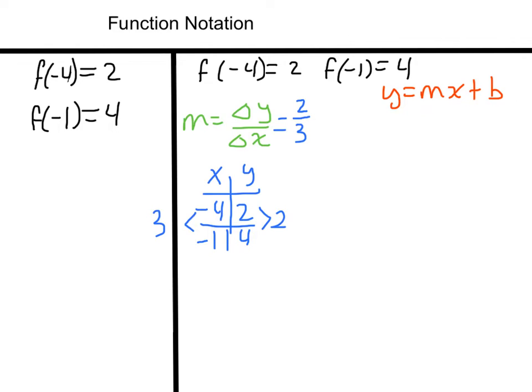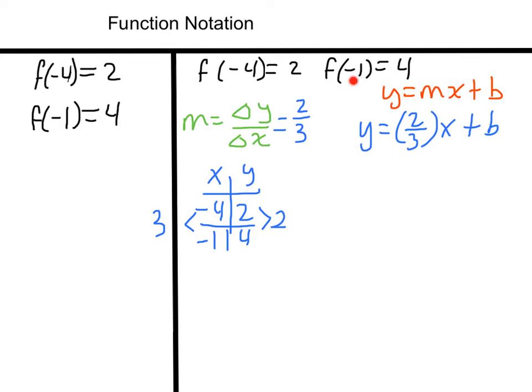And when I plug this into my equation, I get y equals, and my slope is 2/3 x plus b. Now in order to solve this, I need to know what this is and this is. And again, I can get those from here and here, or here and here. It doesn't matter which one I use.